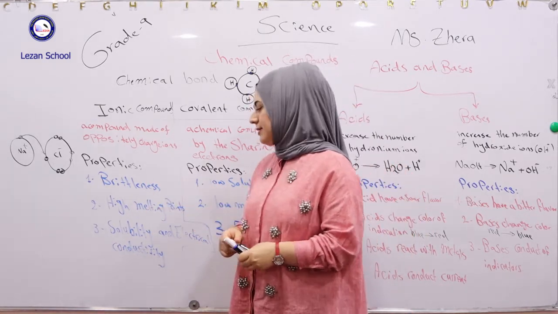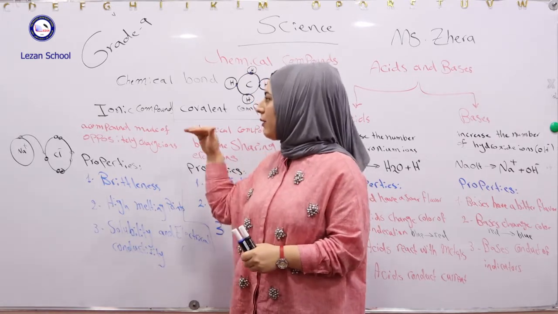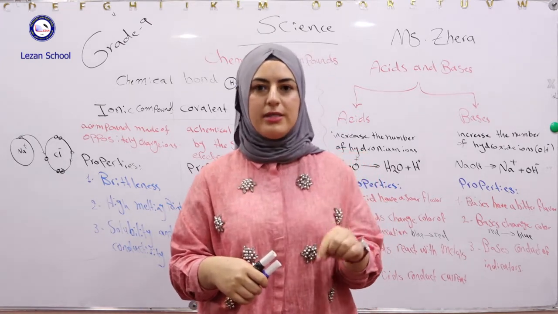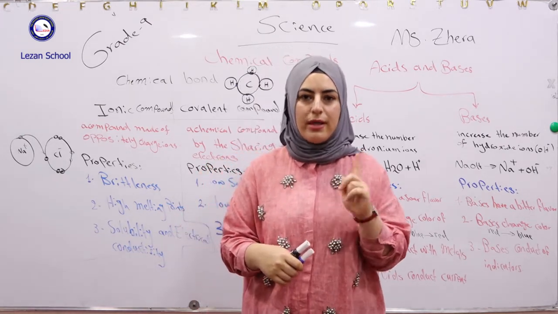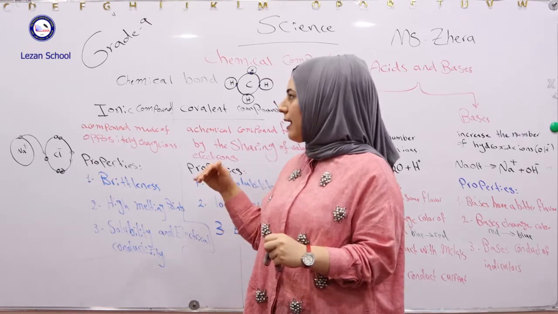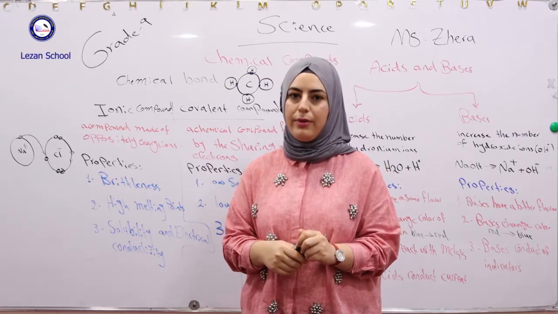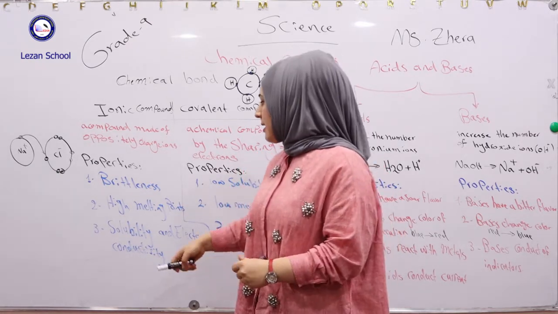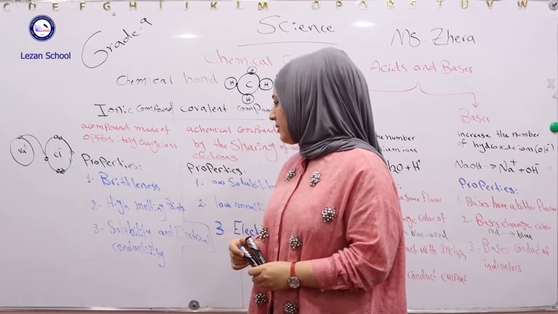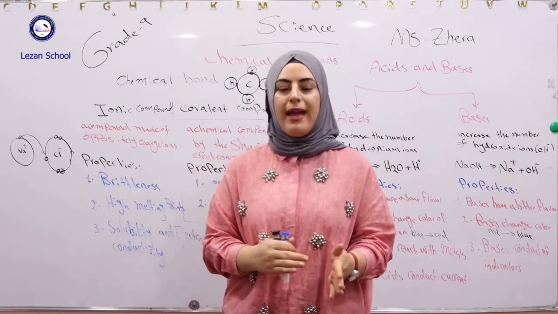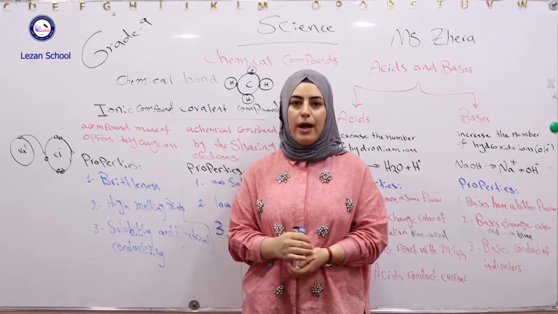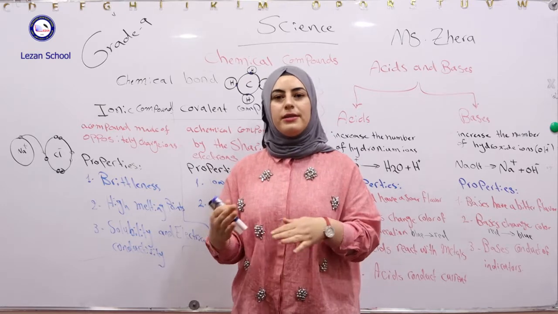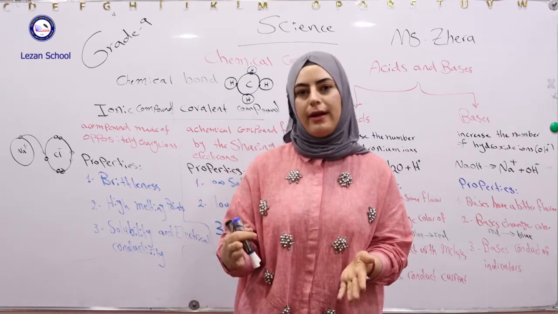The second one, high melting point. Ionic compounds have a high melting point because the ionic bond between them is very strong. That's why every ionic compound is solid at room temperature. Number three, solubility and electric conductivity. Ionic compounds have the ability to conduct electric current because they dissolve easily in water, and in this state they can conduct electric current easily.